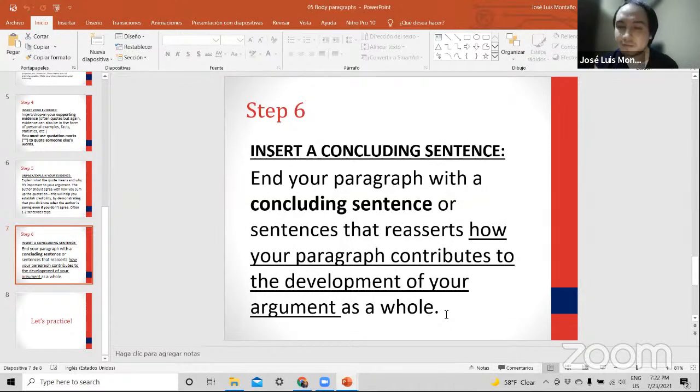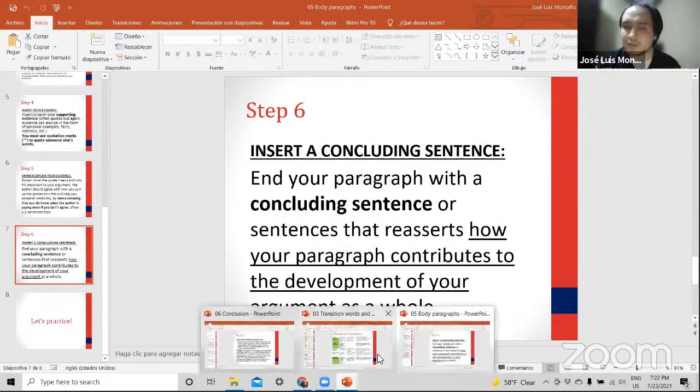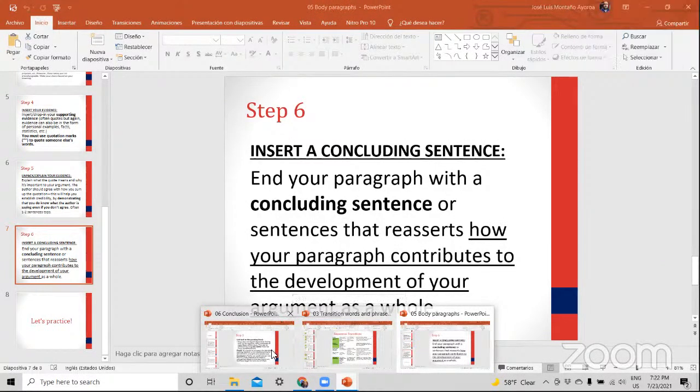Just try to rethink for your conclusion, please, with me, a more general conclusion in which you can restate your thesis statement that is at the beginning, because it's in the introduction. I don't know if you have any questions with me. Let me know, please. No, teacher.